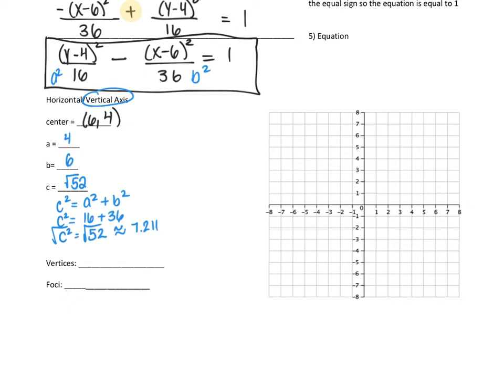So let's put our center. Our center is the point 6, 4. So right here. We know this thing is opening vertically, with a being the distance from the center to one of the vertices. So a is 4. So we're going to go up 4, and we'll label this V1. And we're going to go down 4, which we'll label V2. Our b value of 6 gives us our box value. So we're going to go 1, 2, 3, 4, 5, 6 to the left, and 6 to the right. And now I know this is off, so just do the best that you can and make your box.